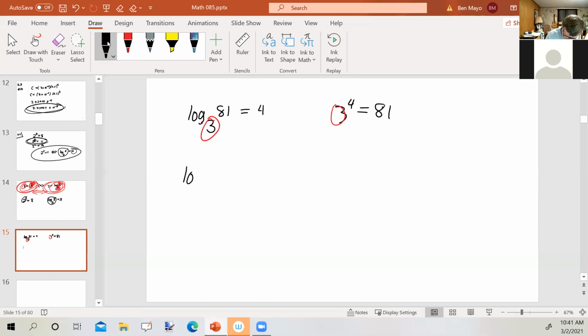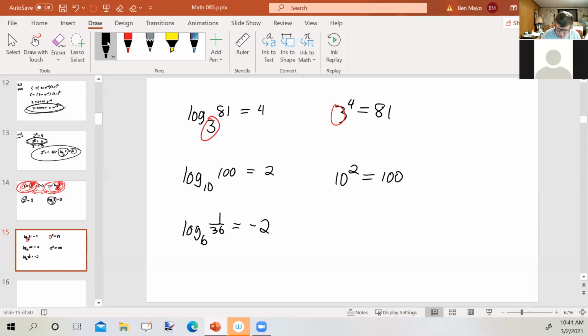Okay, here's another one. Log base 10 of 100 equals 2. Writing that as an equivalent exponential equation, you would have 10 squared equals 100. Any questions there? All right, let's take a look at another example. Log base 6 of 1/36 equals -2. The exponential equation equivalency would be 6 to the -2 power equals 1/36.